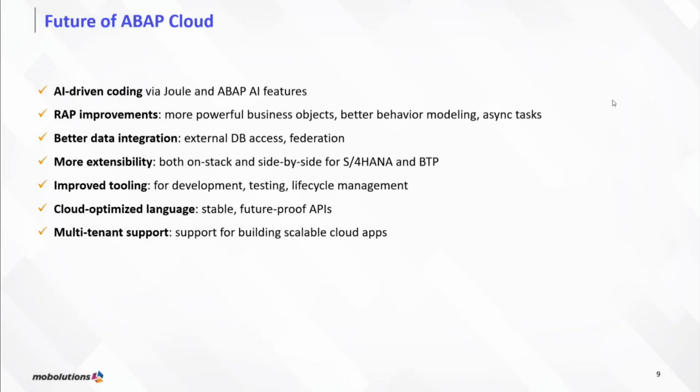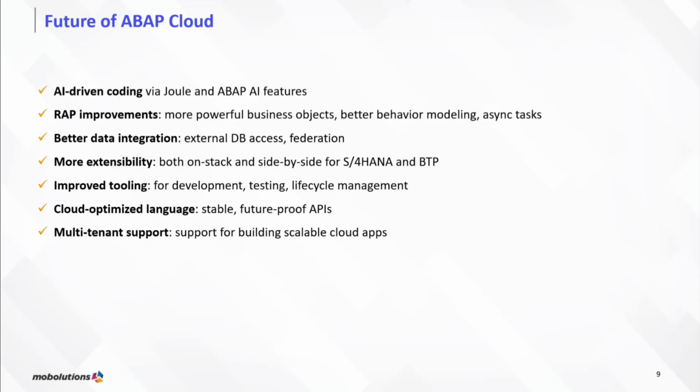So, what's the future of ABAP Cloud? Looking ahead, ABAP on Cloud is evolving in several exciting ways. First, AI-driven coding through tools like Joule and ABAP AI features will help developers write smarter, faster, and more reliable code. Next, we will see improvements in RAP, including more powerful business objects, better behavior modeling, and support for asynchronous tasks, making development even more flexible.